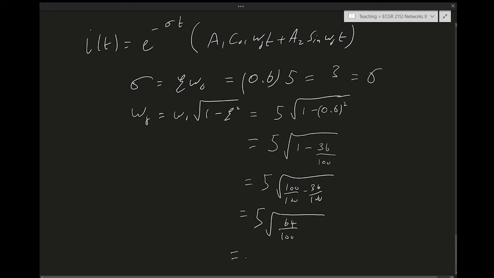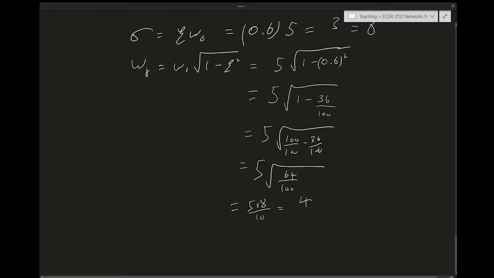So you end up with 5. What's square root of 64? 8. And square root of 100 is 10. So you end up with 40 divided by 10, 4. So omega d is 4.